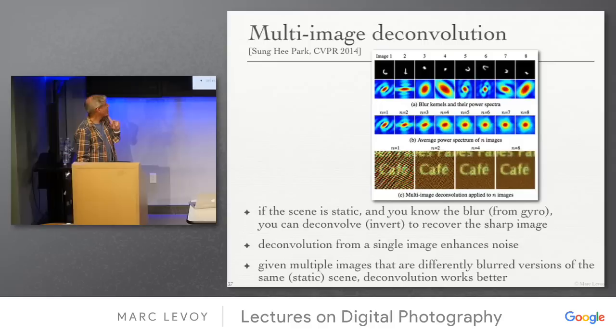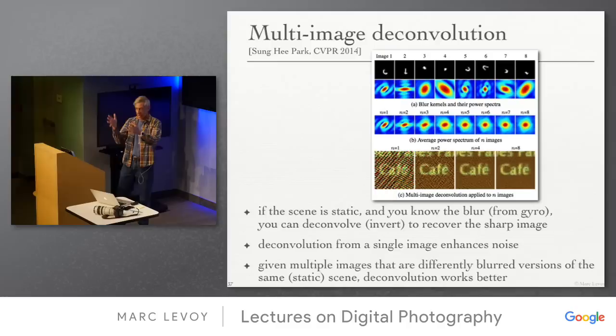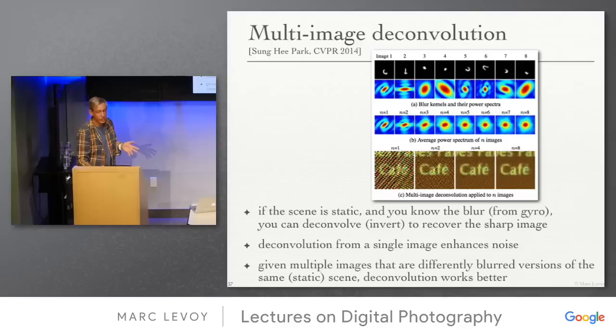So another thing you can do is you could try to invert the blur. You can try to deconvolve. So basically you say there's an unknown scene, I see a blurry version of it, I'm modeling this as a convolution, let's try to invert that matrix multiplication, which represents the convolution. The problem is that this inversion typically enhances noise. And so you don't see cameras doing that.